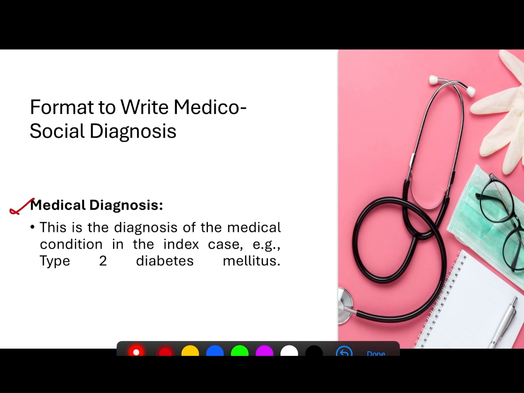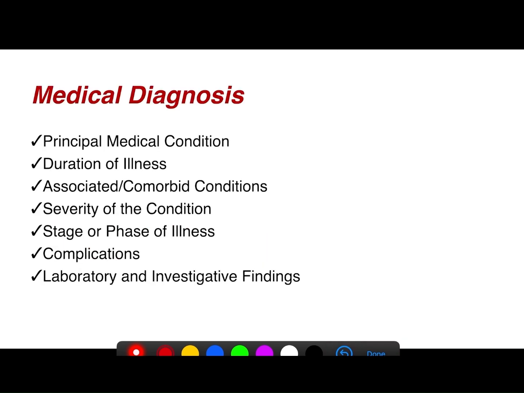As we have already stated, it has two components. In the medical component, we have to write the medical diagnosis. That is the diagnosis of the medical condition of the index case which you have been allotted. So, what other things have to be added in the medical diagnosis part? We have to write about the principal medical condition.